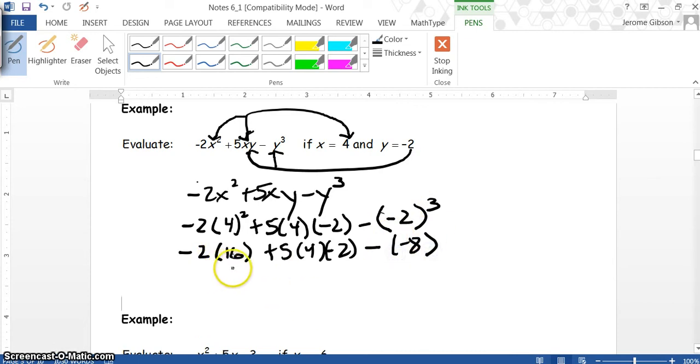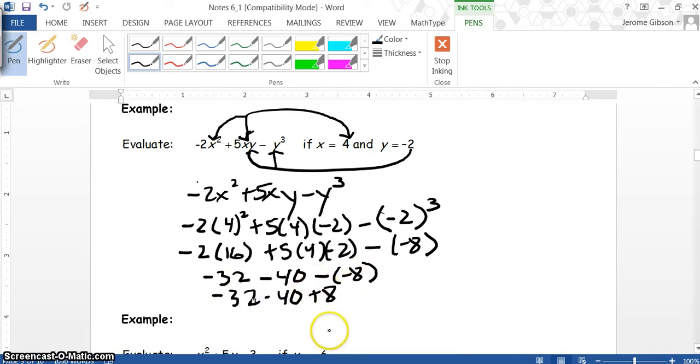Now, if you notice here, we have multiplication, addition, multiplication, subtraction. So we look here, we do our multiplication. Negative 2 times 16 will give us a negative 32. We have positive 5 times 4 is 20, times a negative 2 will give us a minus 40. And then minus a negative 8. So now we will have negative 32 minus 40 minus a negative 8, which gives us positive 8.